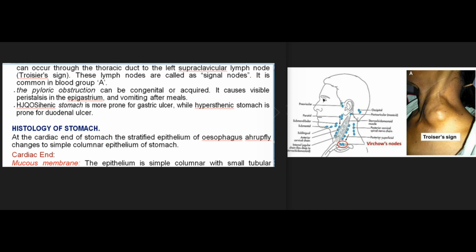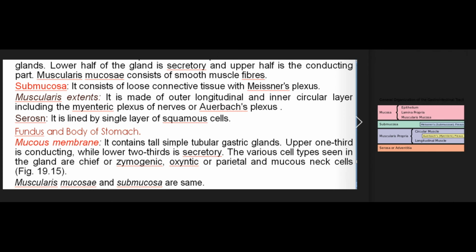Histology of stomach. At the cardiac end of the stomach, the stratified epithelium of the esophagus abruptly changes to the simple columnar epithelium of the stomach. Cardiac end, mucous membrane: the epithelium is simple columnar with small tubular glands. Lower half of the gland is secretory and upper half is the conducting part. Muscularis mucosae consists of smooth muscle fibers. Submucosa consists of loose connective tissue with Meissner's plexus. Muscularis externa is made of outer longitudinal and inner circular layers, including the myenteric plexus of nerves or Auerbach's plexus. Serosa is lined by a single layer of squamous cells.